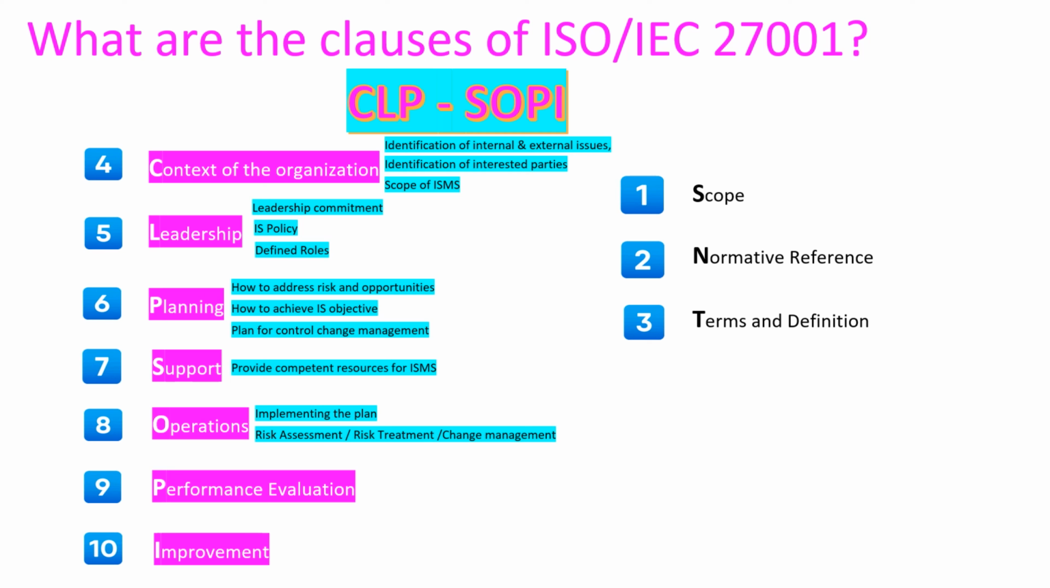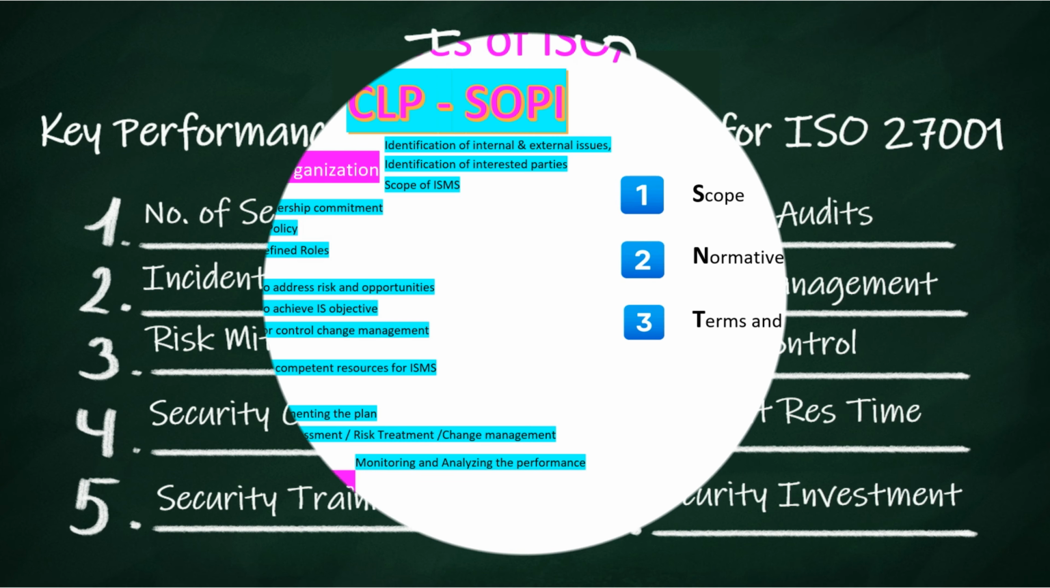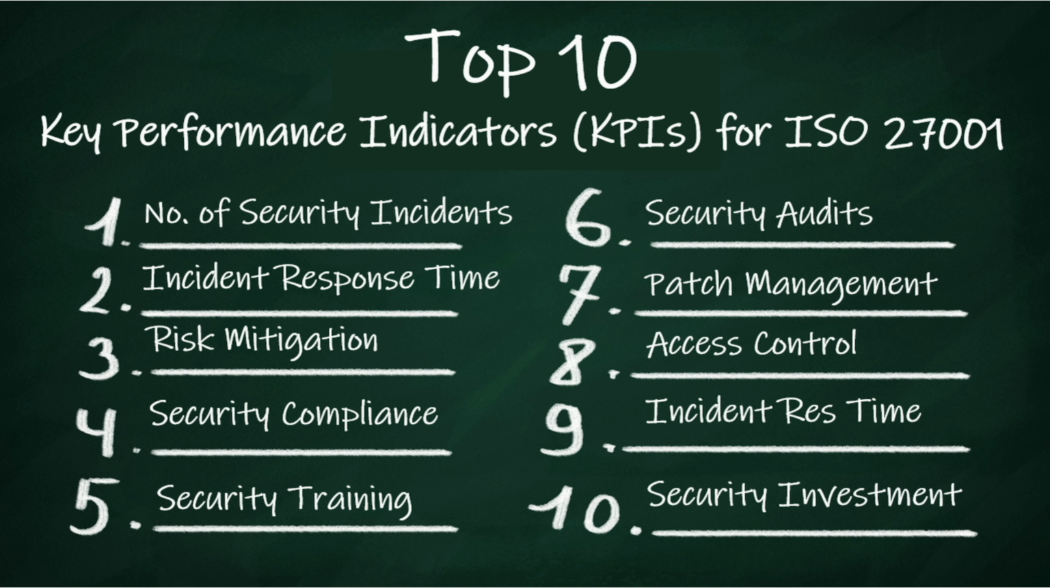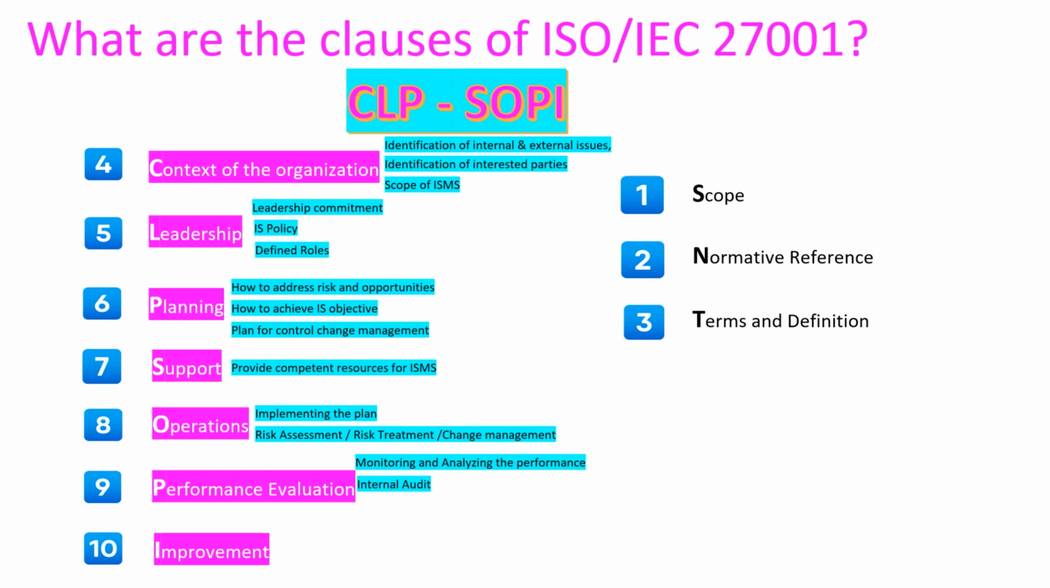Clause number 9 is about performance evaluation. It requires that organizations must monitor, measure, analyze and evaluate the performance of the ISMS. It requires conducting internal audits to check the effectiveness of the ISMS. Also, periodically review the ISMS through management reviews. We will discuss in detail how to audit this clause in our subsequent lecture.